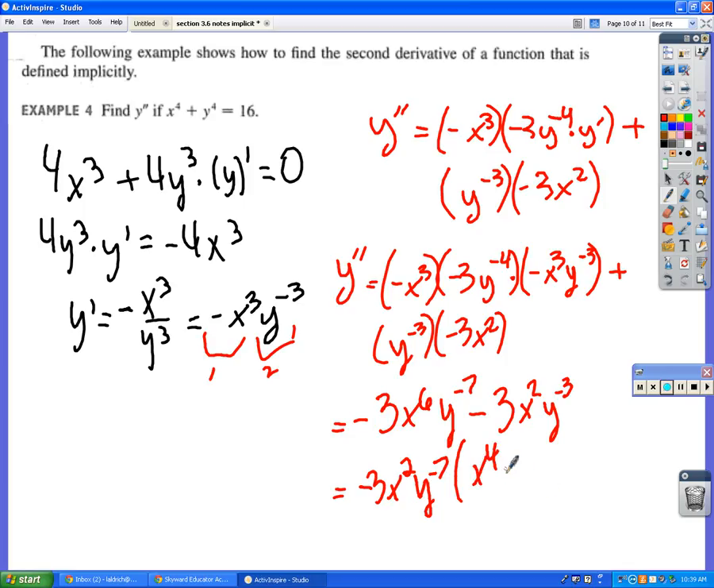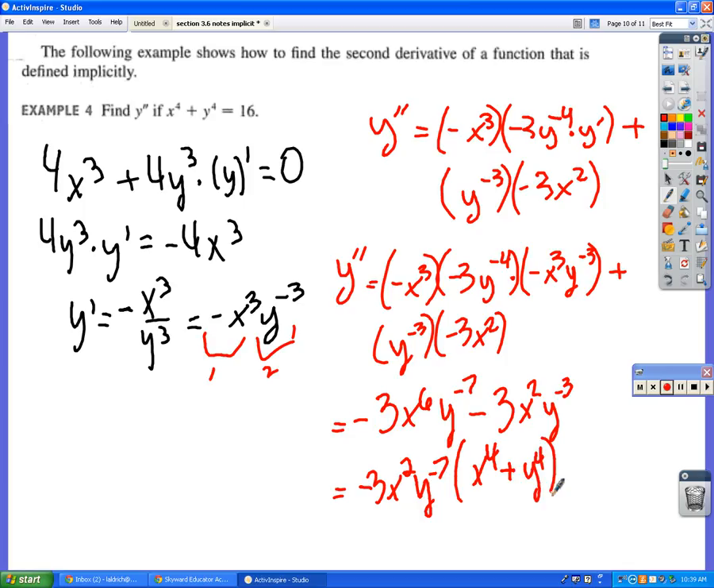I factor out a negative, so it's going to be plus, right? What would I have to multiply y to the negative 7th by to get y to the negative 3rd? y to the 4th, right? Because when you're multiplying, you add the exponents.